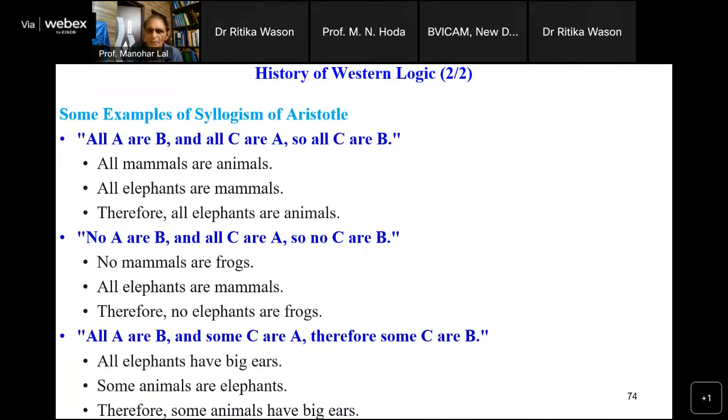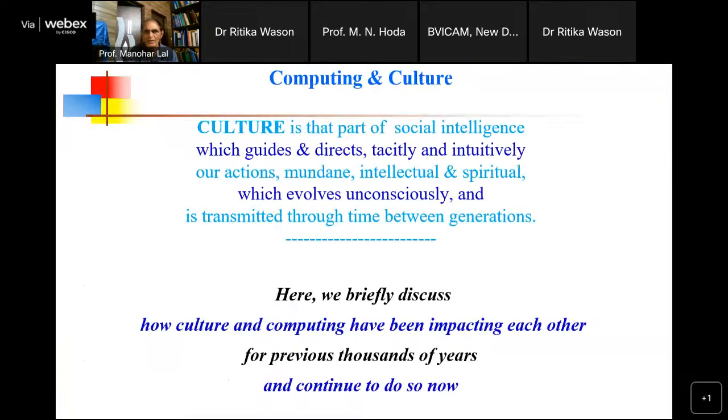Now I'll give an example of the syllogism of Aristotle. It is of the form: all A's are B's and all C's are A's. So it is a form. Anyway, just for the sake of completeness, I have given some examples of syllogism. Friends, last.